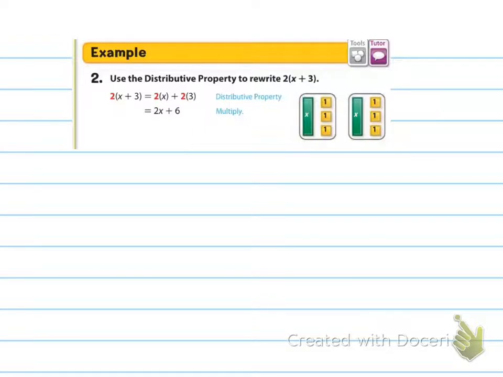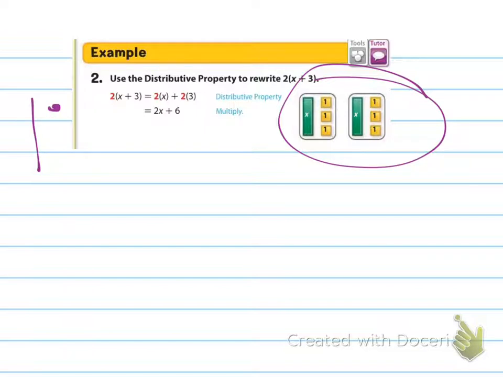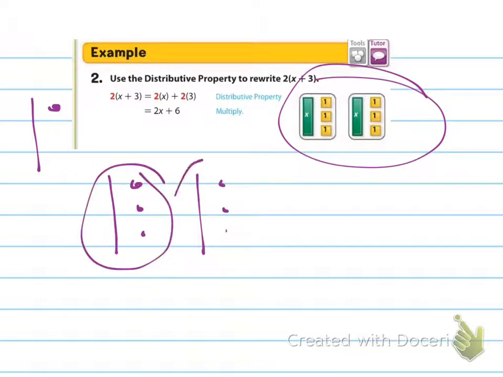So example number 2 says use distributive property to rewrite 2 times x plus 3. So I like that they showed once again our visual, our models that we've already practiced in class and at home in the last video. So if we have 2 times x plus 3, and we're using a bar for our x and a dot for our 1's, then I would set this up as saying, okay, here's 1x and then 3 1's, and 1x and 3 1's, and that gives me my 2.